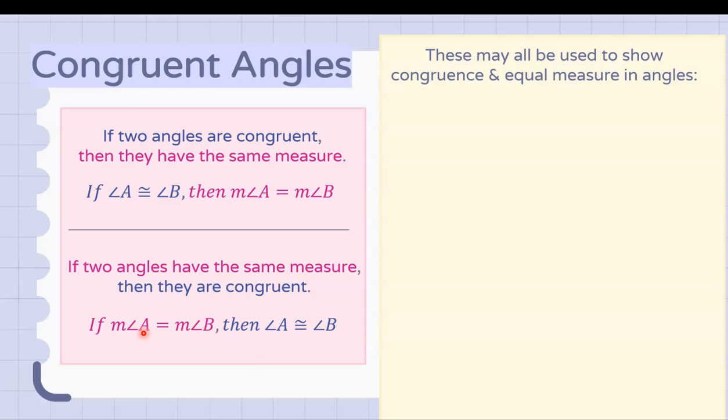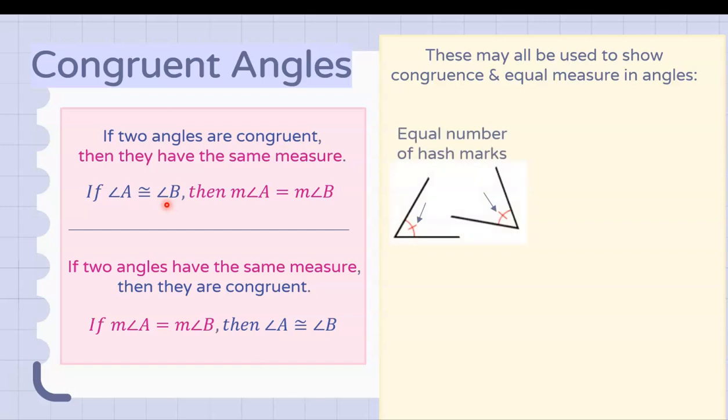Now, you could have a statement in a problem where it just straight up tells you two angles are congruent. You also may be responsible for looking at an image and determining that two angles are congruent based on the little symbols in the image. So I want to go over the different ways that we might see that.